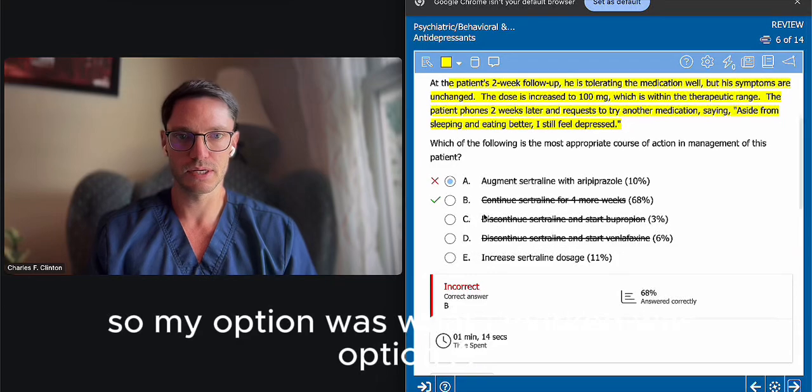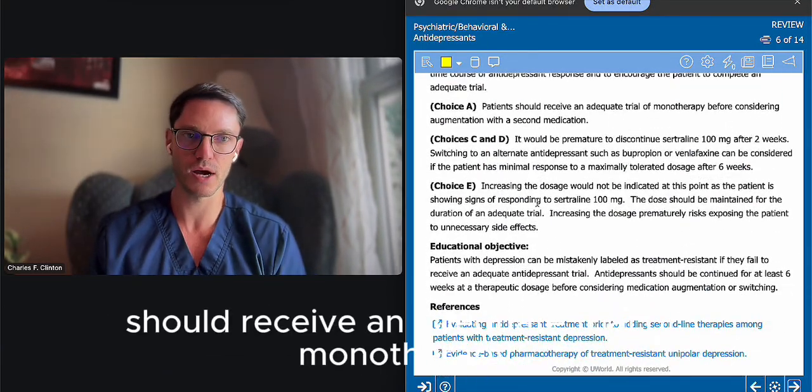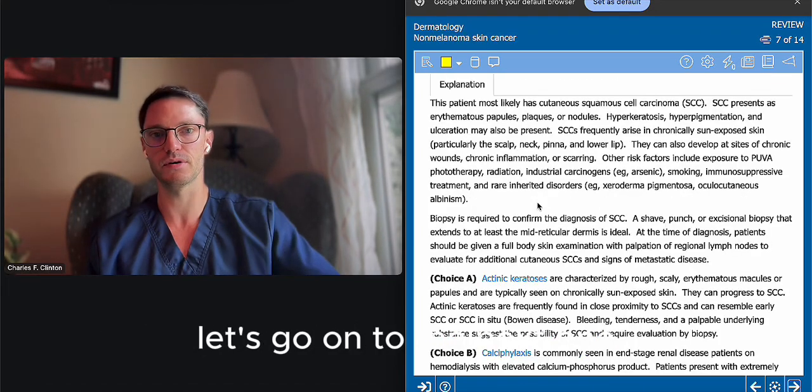So what I marked was option A. What did it say about A? Patients should receive an adequate trial of monotherapy before considering augmentation with a second medication. Crystal clear. Nothing else to say about that. Let's go on to the next one.